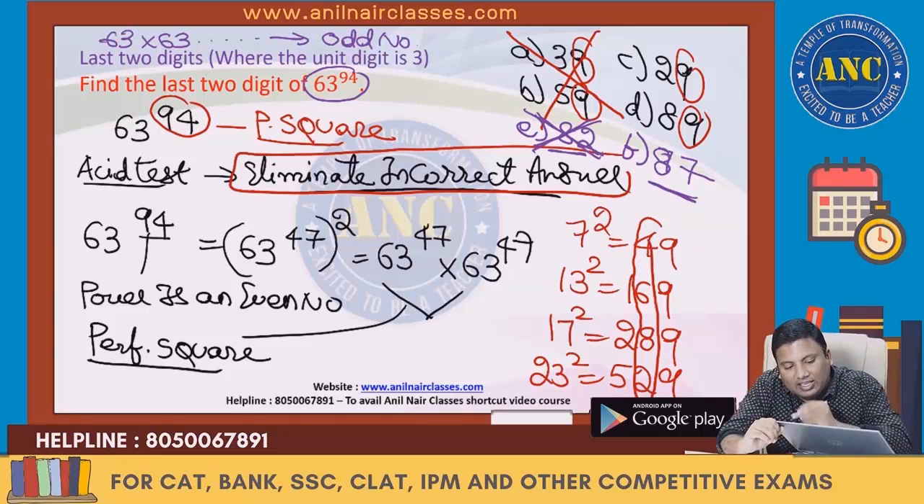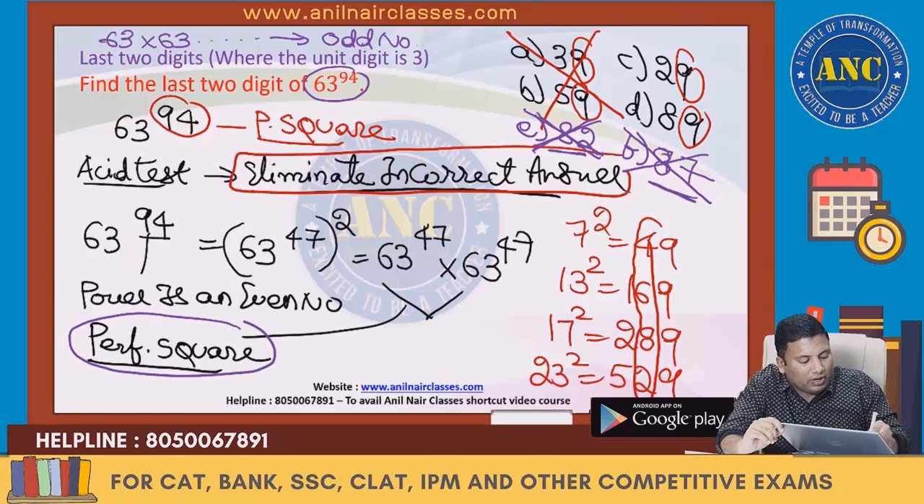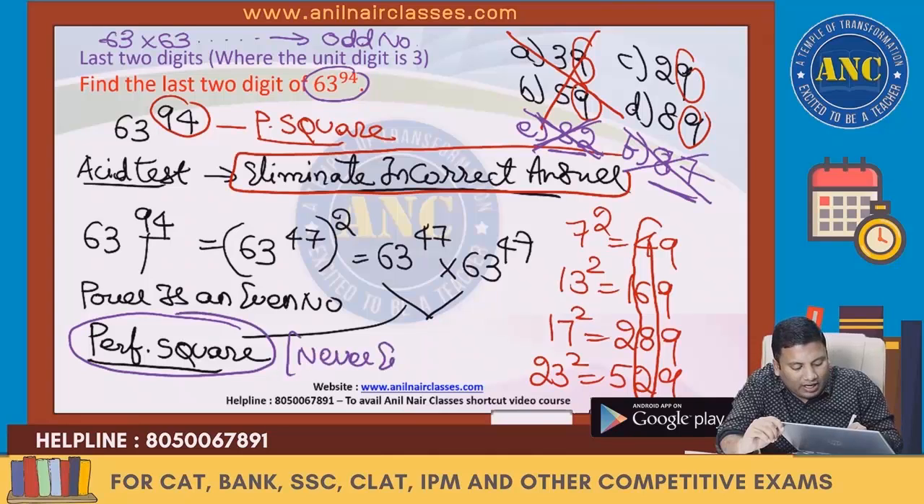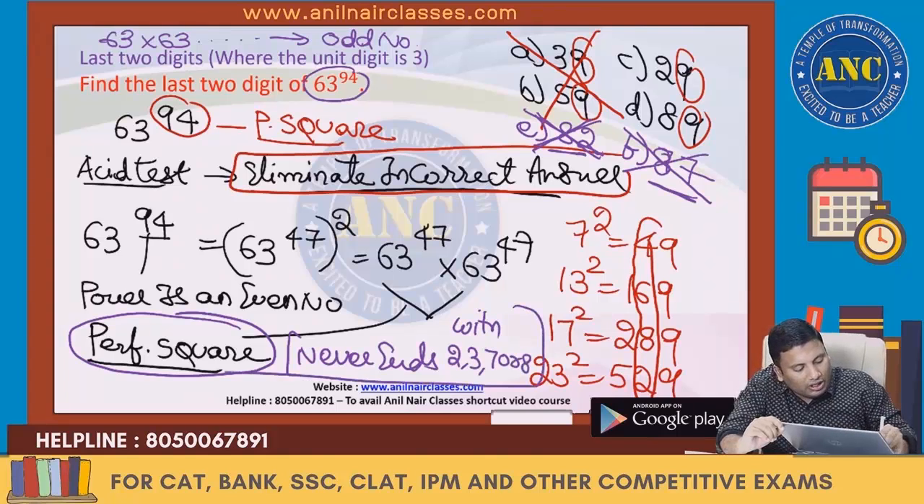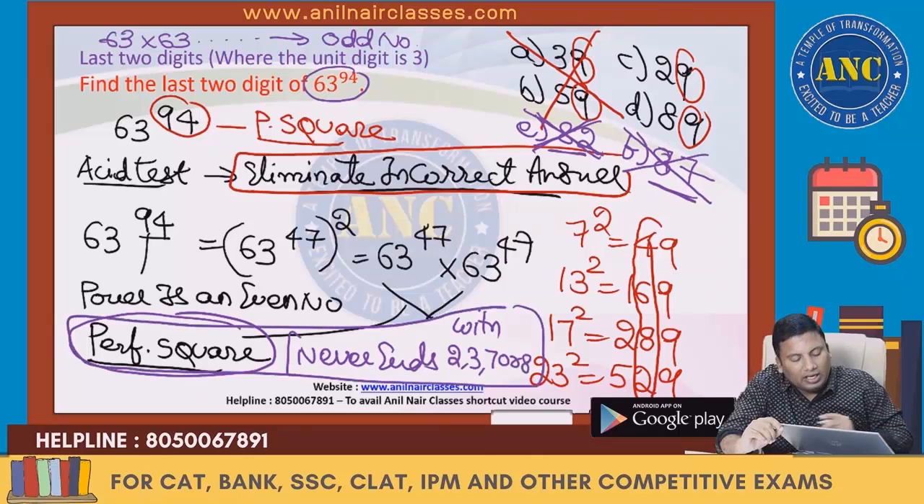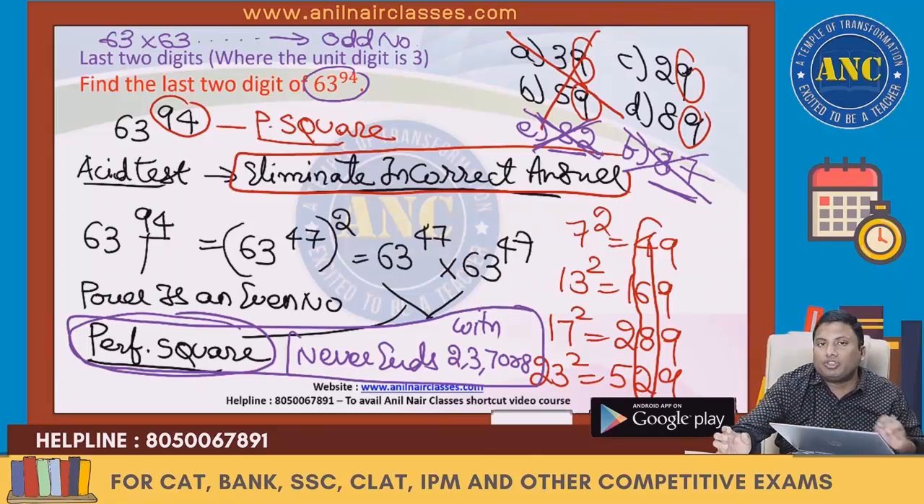Suppose it is 87. 87 is incorrect. Why? Because the number is a perfect square. Please make a note of it: a perfect square never ends with 2, 3, 7 or 8. These small things will help you immensely to eliminate a few answer options.